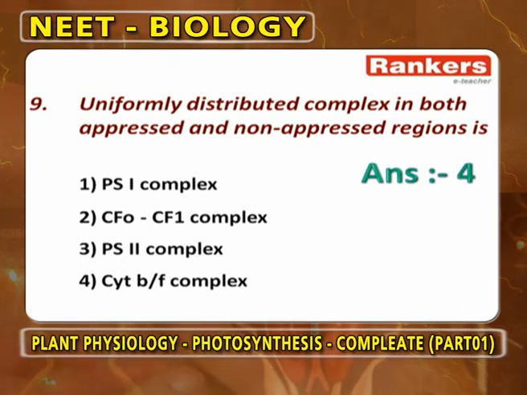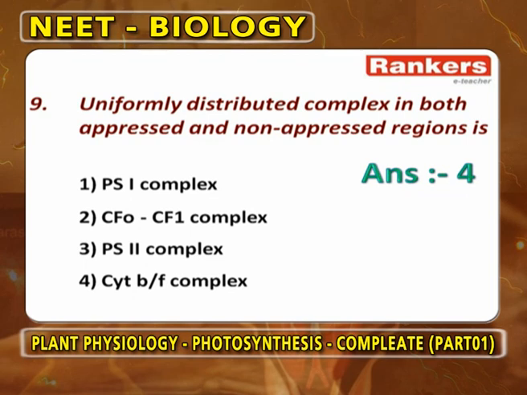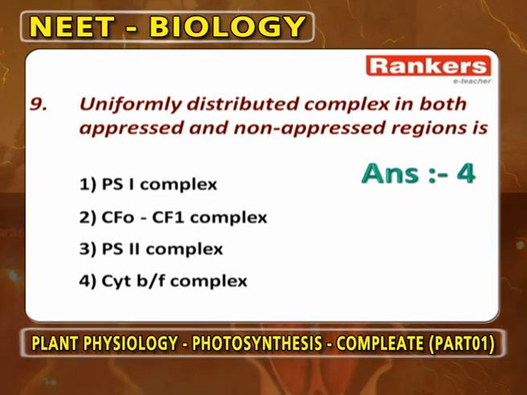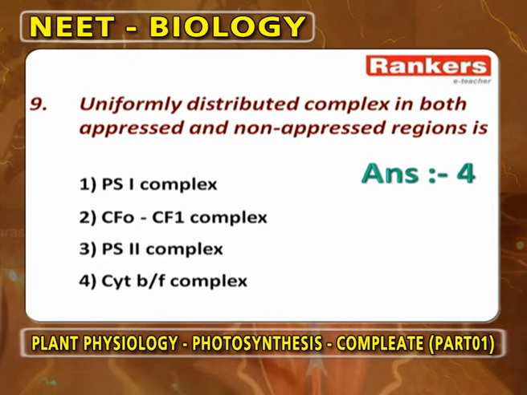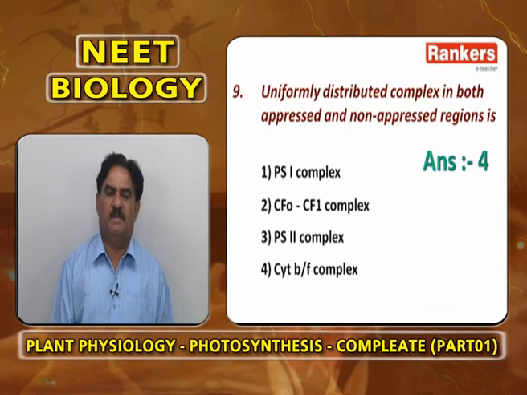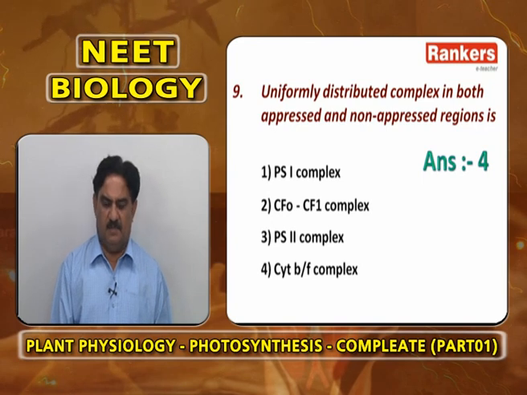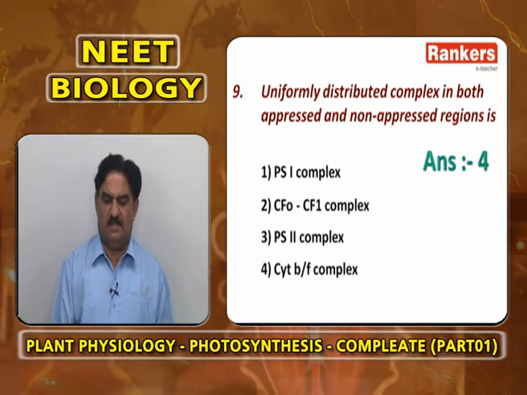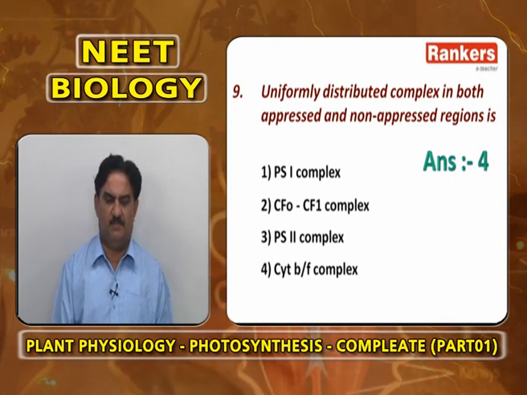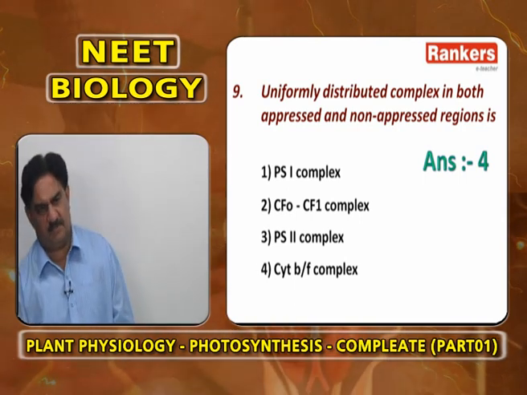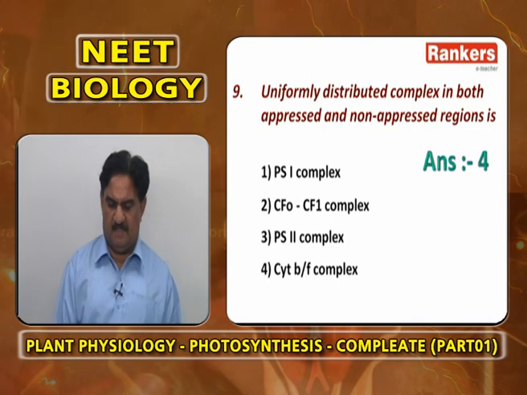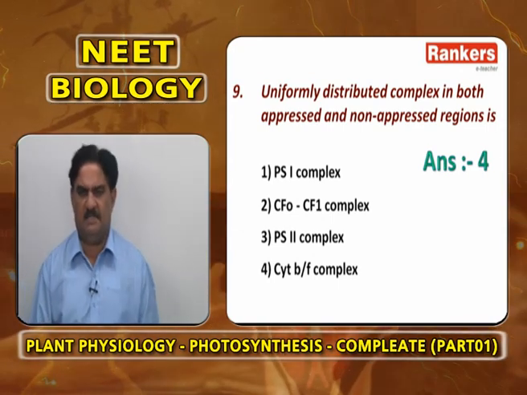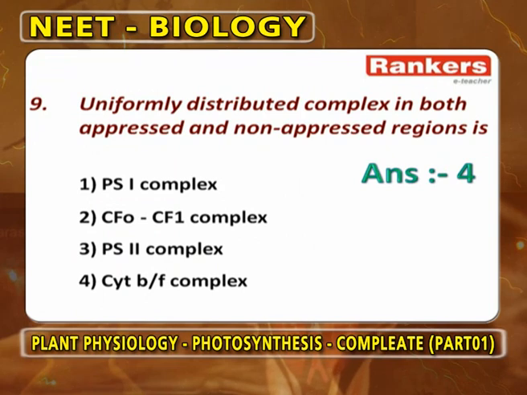Uniformly distributed complex in both oppressed and non-oppressed regions is the cytochrome b6f complex. PS1 is wrong. Coupling factor complex with CF0, CF1 is wrong. PS2 complex is wrong. So, what is the uniformly distributed complex in both oppressed and non-oppressed regions? Oppressed and non-oppressed means PS2 and PS1 regions. So it is the cytochrome b6 and cytochrome f complex. So, option 4.